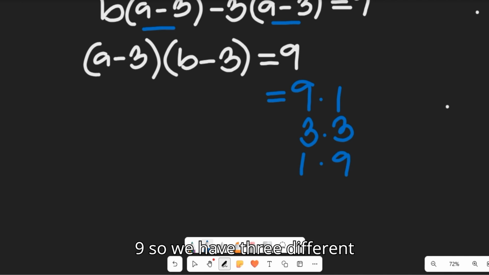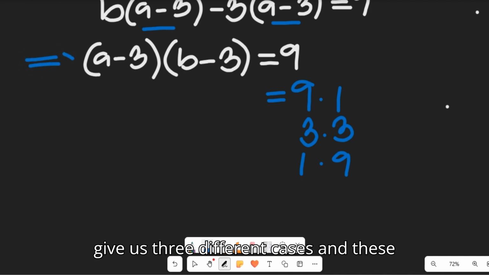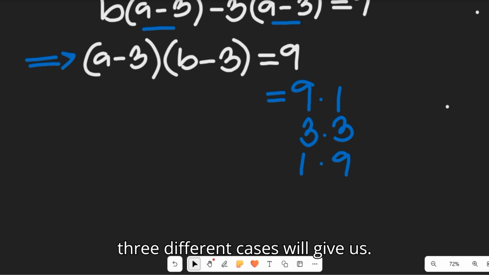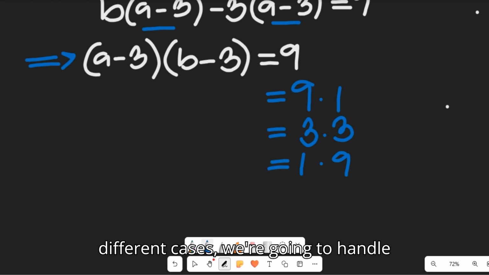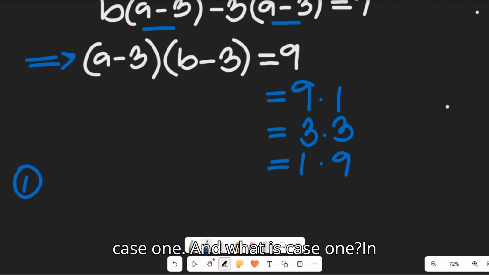So we have 3 different cases. This expression is going to give us 3 different cases, and these 3 different cases will give us the solution to this math problem. Now, if we have these 3 different cases, we're going to handle case 1. And what is case 1?